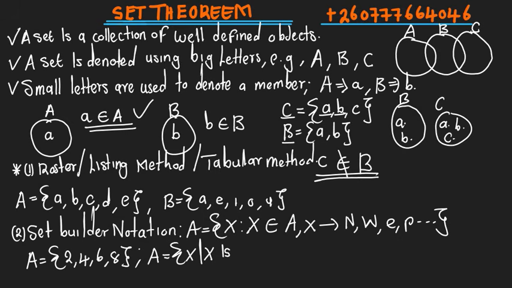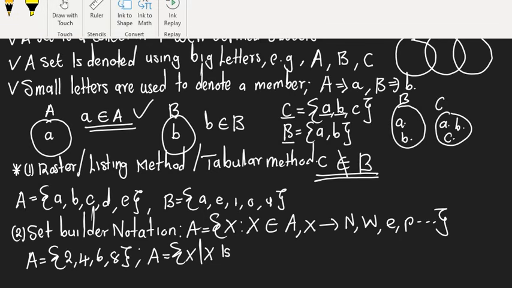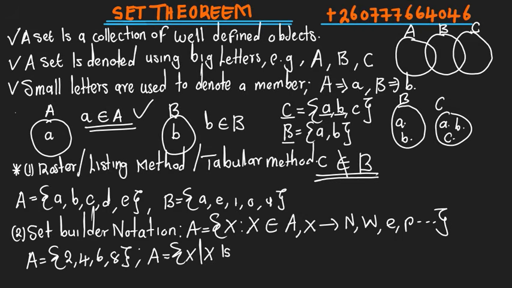is a set of even numbers. Or let me put it this way: you can say that X is such that X is even and X is greater than 0. That is the best way to establish this particular set.